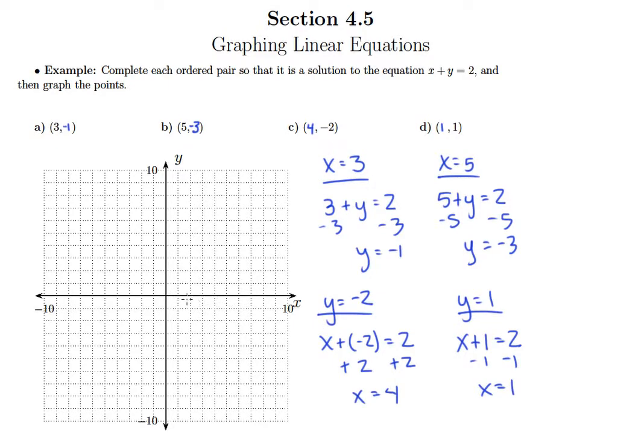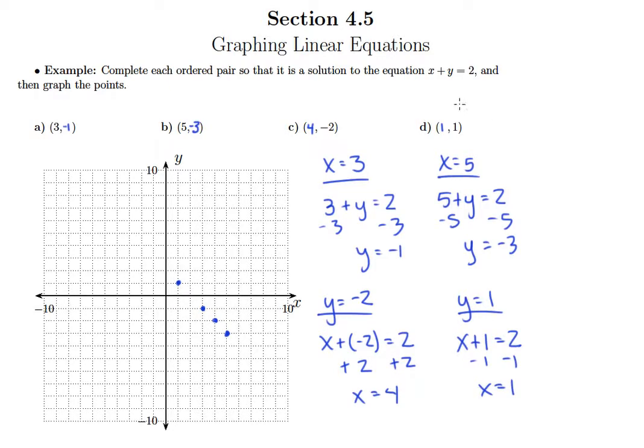We have 3, -1, so go over 3, down 1. So that's 3, -1. We can go over 5, down 3 for 5, -3. Over 4, down 2 for 4, -2. And then finally, over 1, up 1 for that last ordered pair.